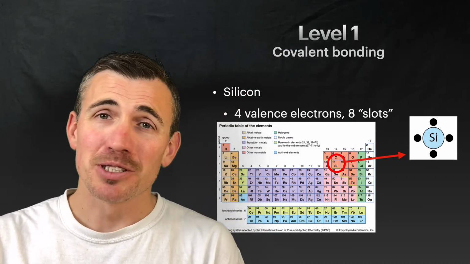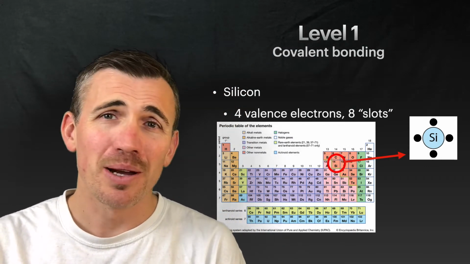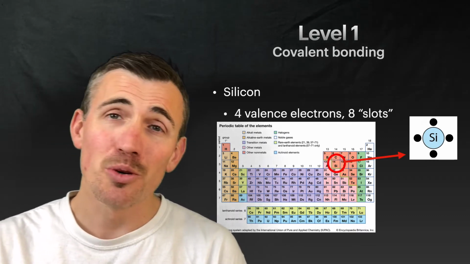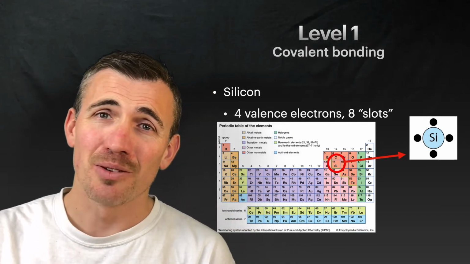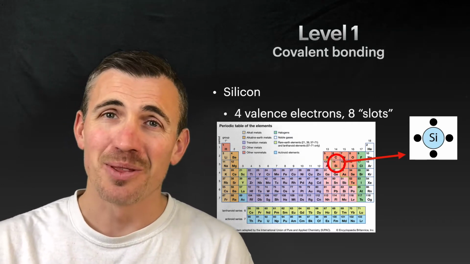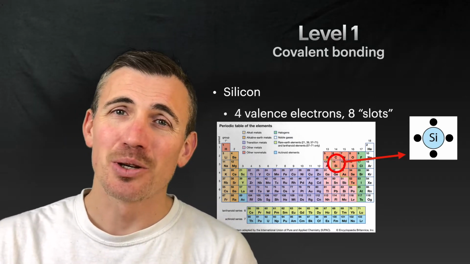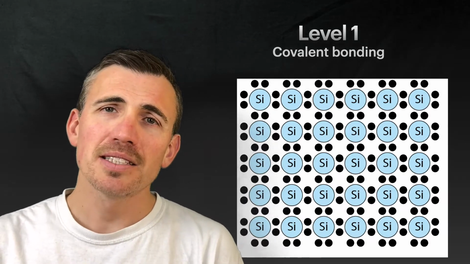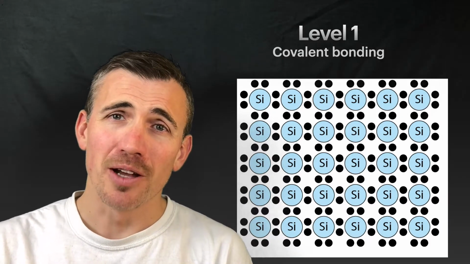There's 8 possible slots in that shell to fill, so it's halfway filled. It's got some room, as it sits there on its own, for extra electrons. And that allows it to form a special type of bond with other silicon atoms called a covalent bond. And this is the picture of a covalent bond.